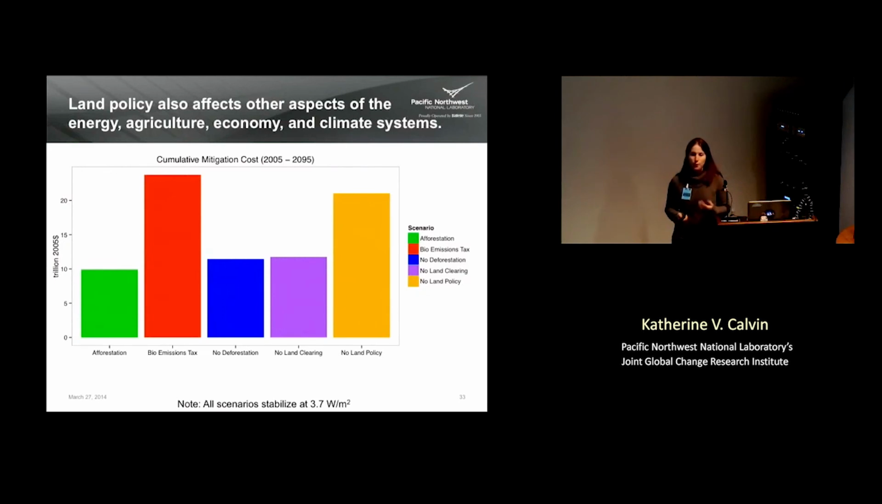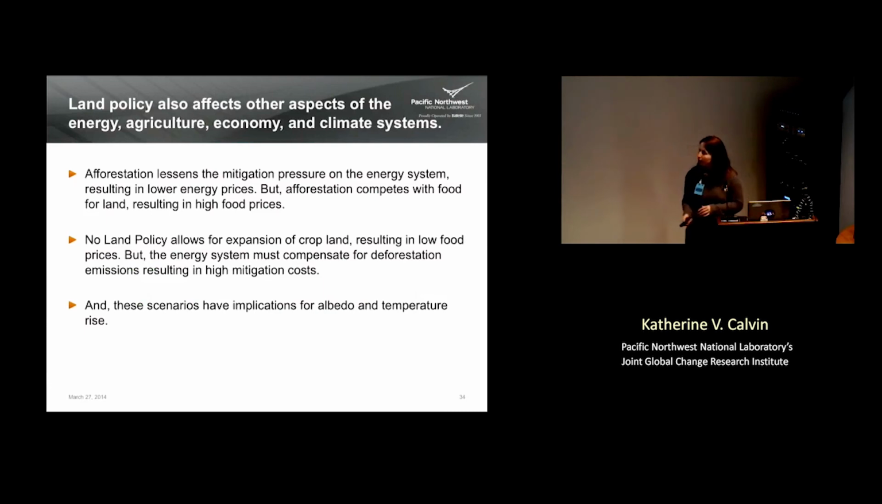And so what we concluded from that is it depends on what you're looking at. You couldn't say that one policy was better or worse than the other because they all had different trade-offs. They had a different implication for energy than they did for agriculture. And the thing that we didn't do in this particular paper was look at things like albedo and temperature rise.